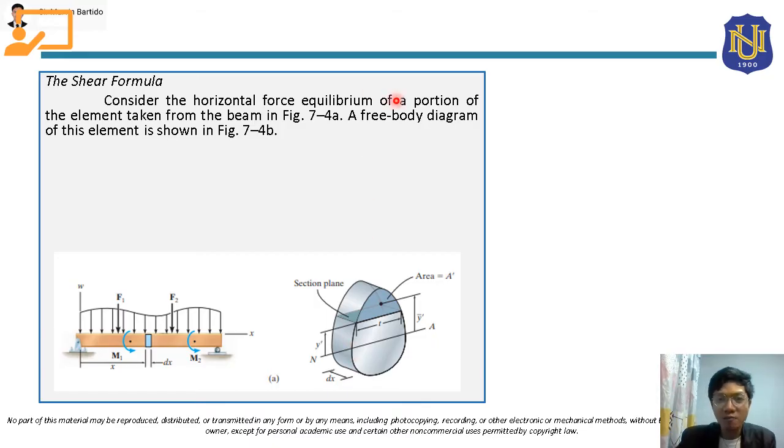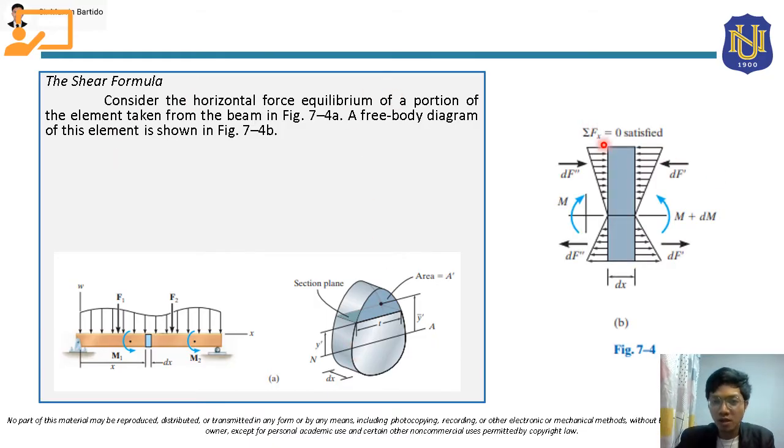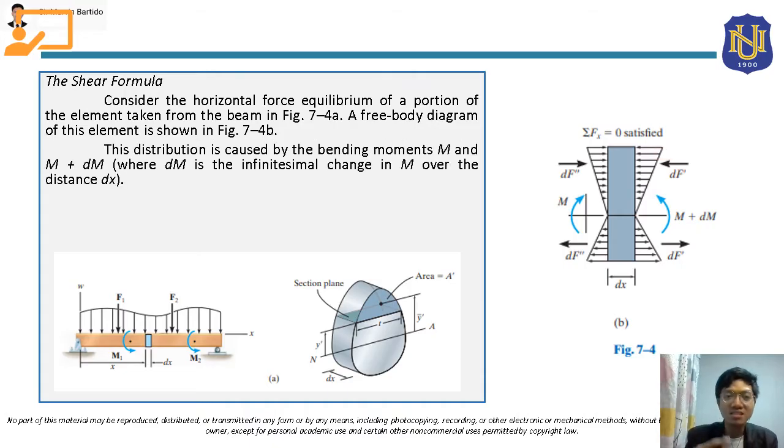Okay. And a free body diagram of this element is shown in this figure. Okay, so this is the free body diagram, class, of this element. So the thickness, class, is dx. And as you can see here, class, in this element, there are stress distributions here. So, class, these stress distributions, okay, these are caused by the bending moments M and M plus dM.